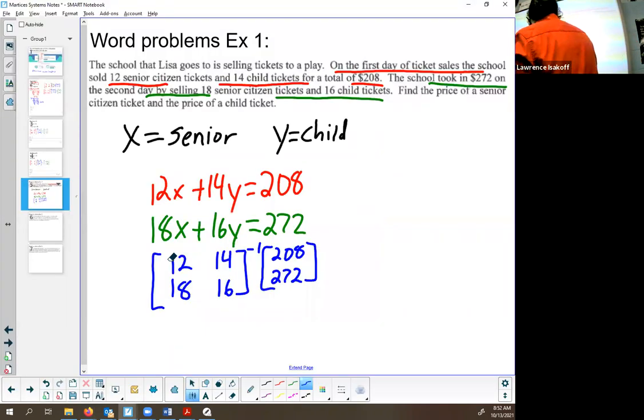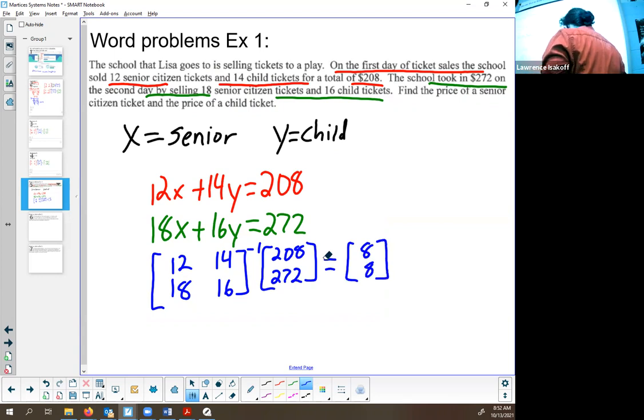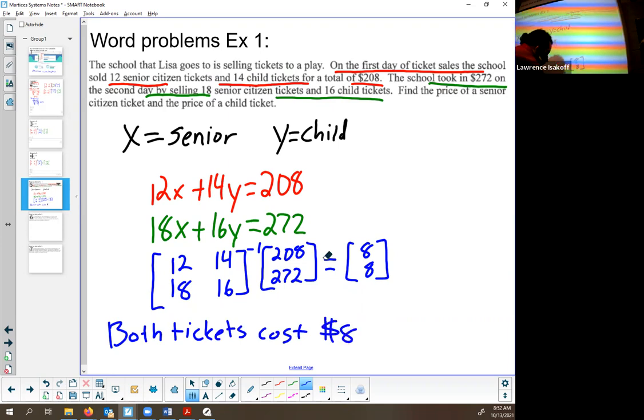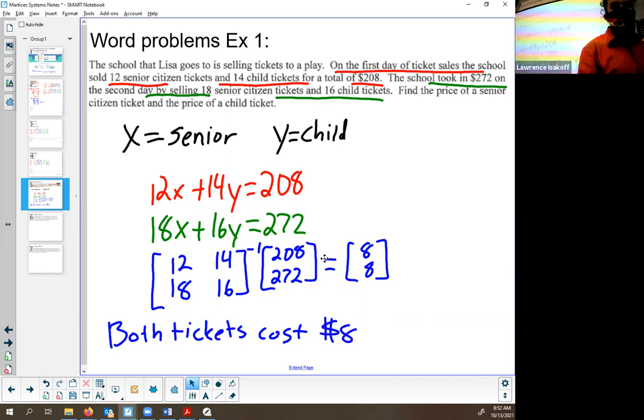So that is equal to 8 and 8. So that means that both the kids' ticket and the senior citizen ticket cost $8, right? Both tickets cost $8. Not too bad, right?